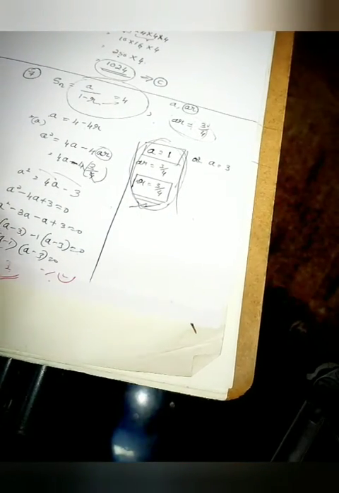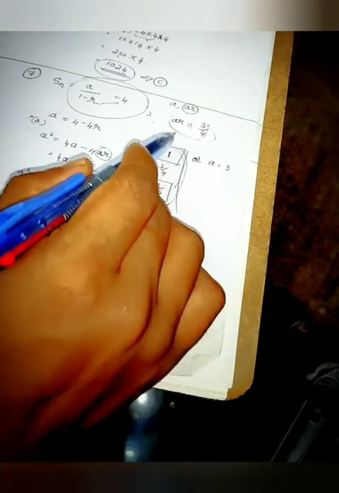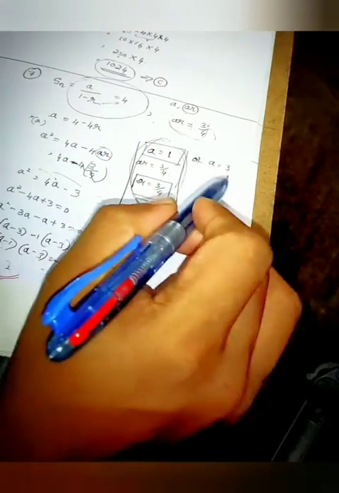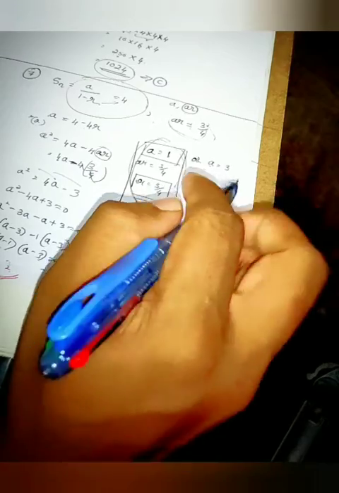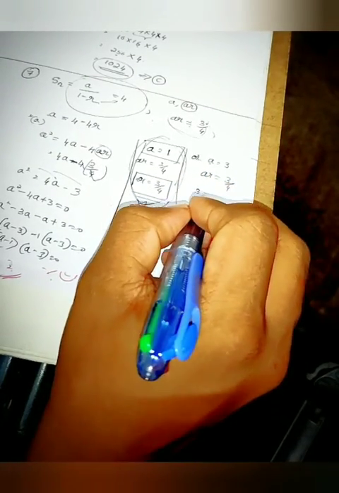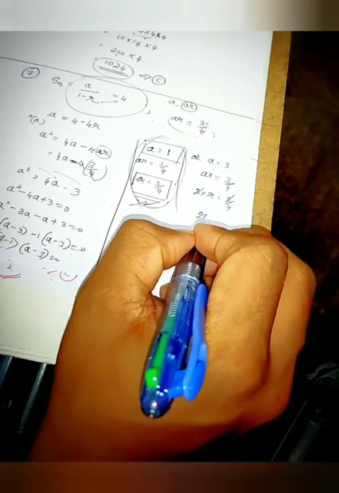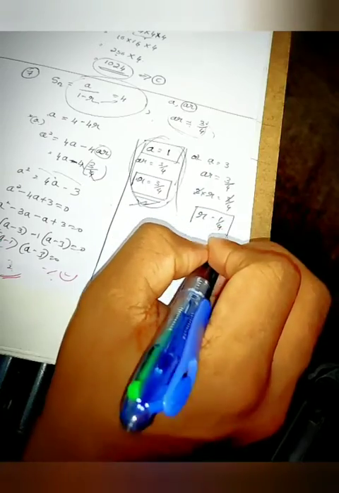It doesn't mean that a and r are wrong for this one. This is just another answer which is not given in the options. That's it. So we'll make use of this one: a is equal to 3. What will happen to r? a into r is equal to 3 by 4. 3 into r is equal to 3 by 4. The 3 and 3 will cancel. So r is equal to 1 by 4.